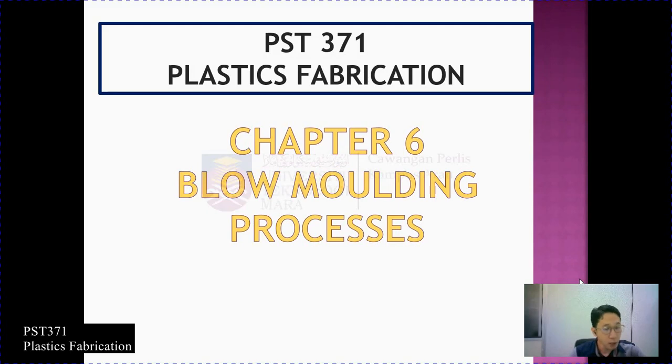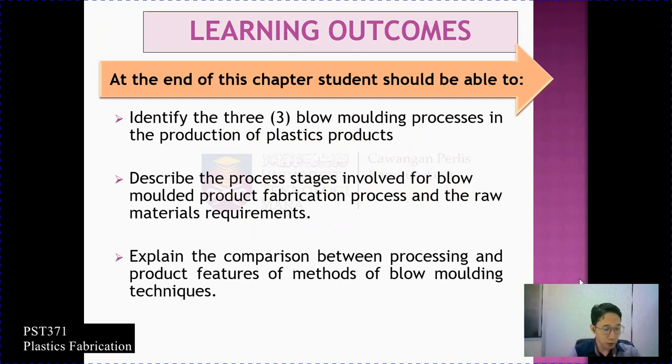For Chapter 6, we will cover the blow molding processes. I think here we will cover two types of blow molding, which is extrusion blow molding and injection blow molding. Okay, as usual, the learning outcome: the first one is to identify the three blow molding processes in the production of plastic products, describe the process stages involved for blow molded product fabrication process and the raw material requirement. Explain the comparison between processing product features of methods of blow molding technique.